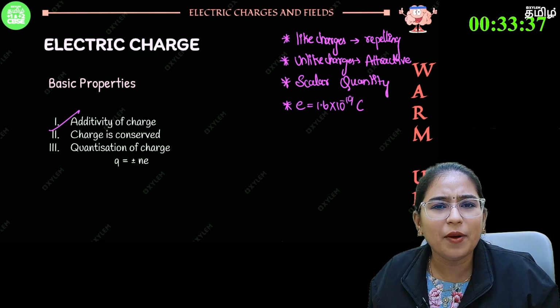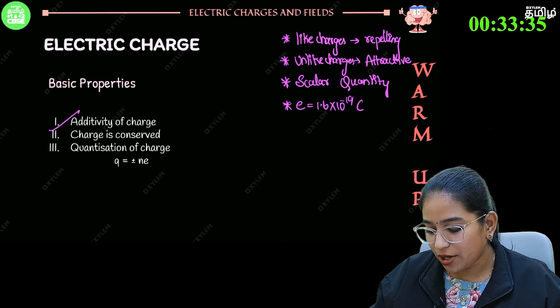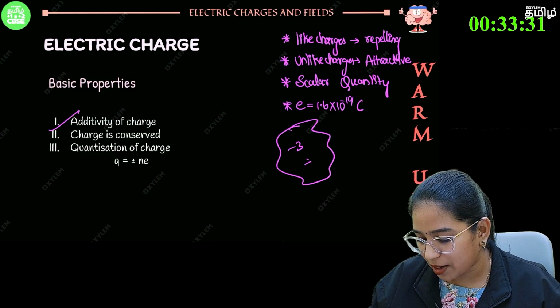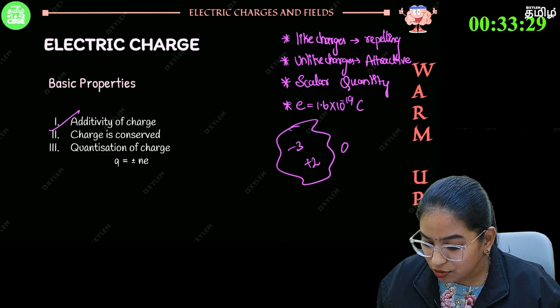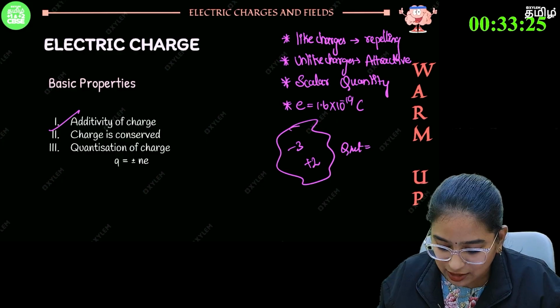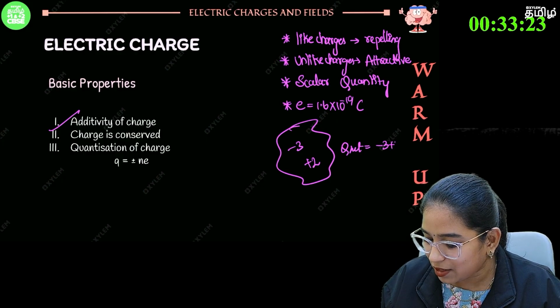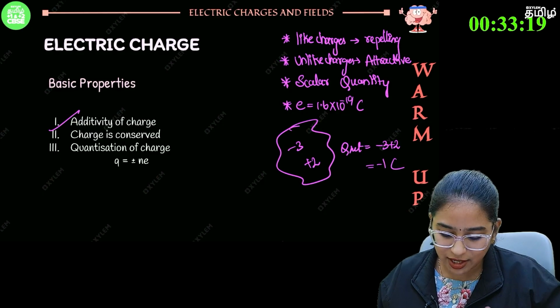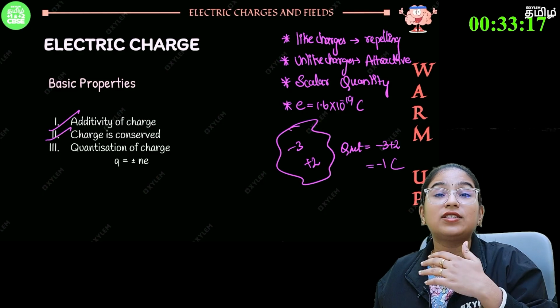What is meant by additive? Whenever there is a body with charges of minus 3 coulomb and plus 2 coulomb, you have to add all the charges present along with the sign. So this will be minus 3 plus 2, so you will get minus 1 coulomb as your answer. Done. The next one is that charge is conserved.